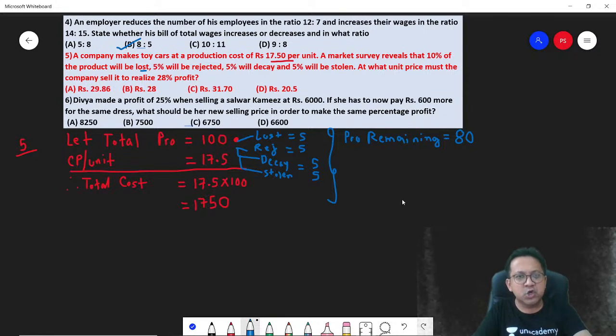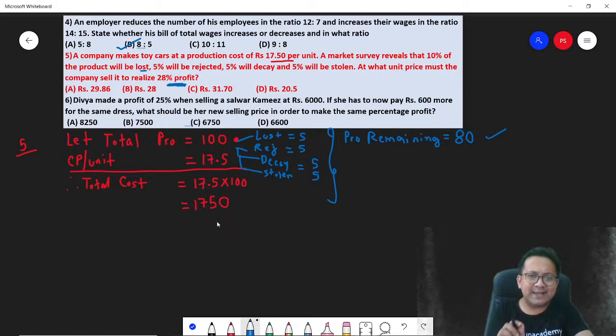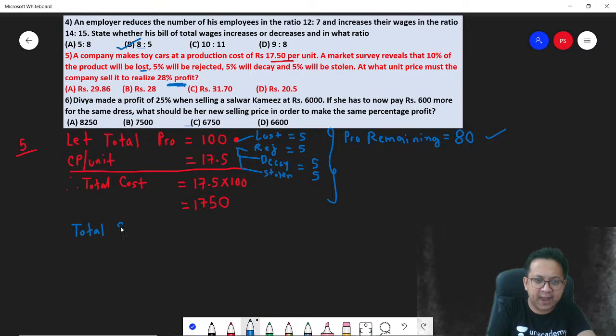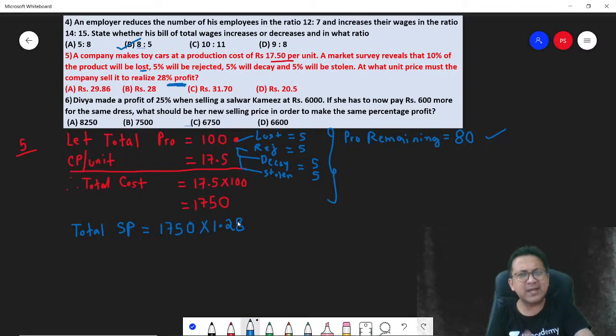Then they say you need 28% overall profit. Think about it. Products remaining is 80. 28% overall profit you need. So what should be the total selling price to gain 28% profit? Remember, total cost price is 1750. If you need 28% profit, can I say your total selling price must be cost price into 1.28? Will you agree? Why?